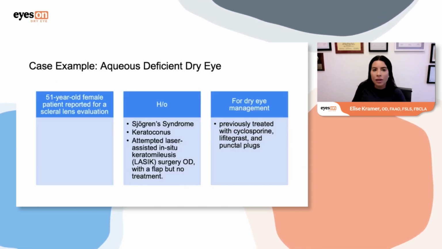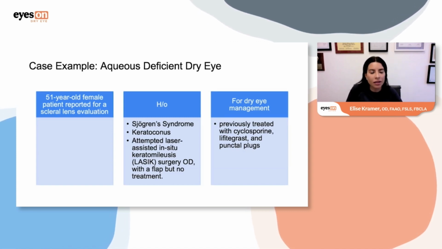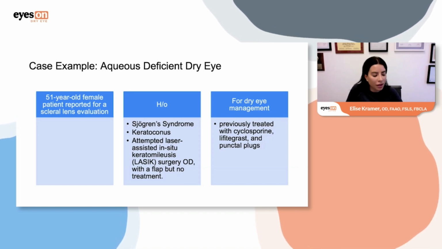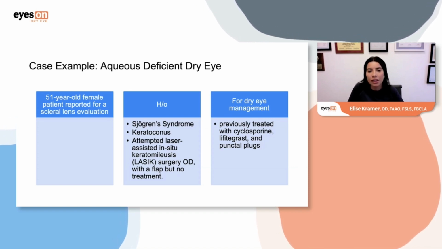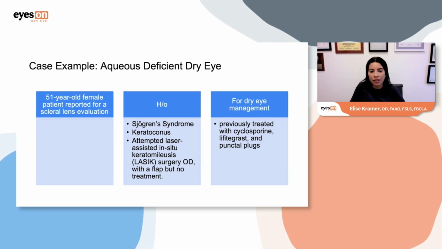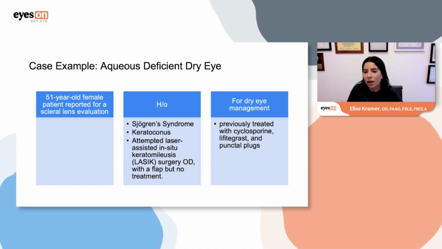So let's go over some cases about aqueous deficient dry eye. This is a 51-year-old female who came in for a scleral lens evaluation. She has a history of Sjogren's syndrome and keratoconus. She tried LASIK in the right eye, so she has a flap, but they actually didn't do the treatment. For dry eye management, she was previously treated with cyclosporin, lifitegrast, and punctal plugs.